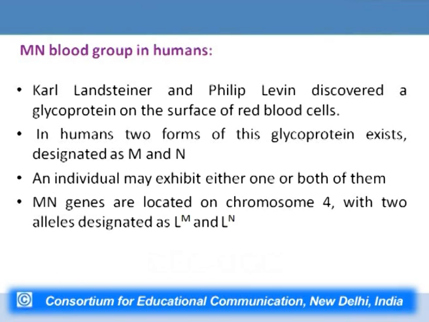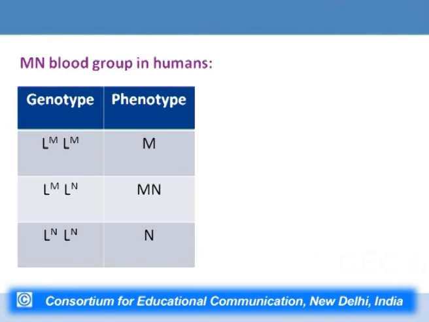The MN genes are located on chromosome number 4, and this particular locus has two alleles which are designated as LM and LN. The genotype LM LM codes for M glycoprotein on the RBC of individuals. Genotype LM LN codes for MN glycoproteins, that is both M and N glycoproteins are present on RBC of the individual, and genotype LN LN codes for N glycoprotein on RBC of individual.